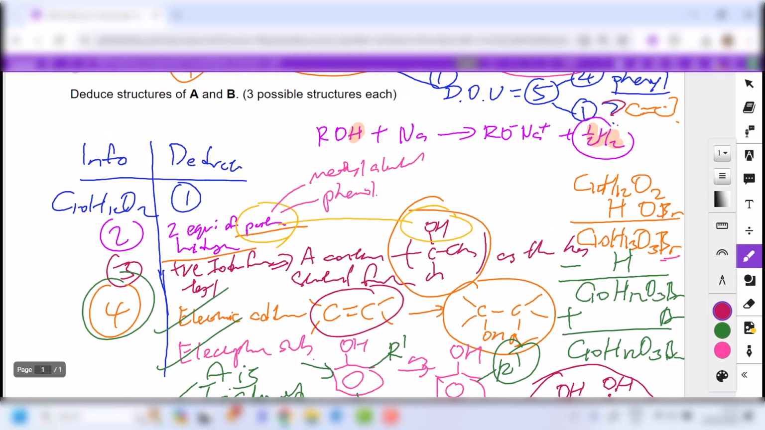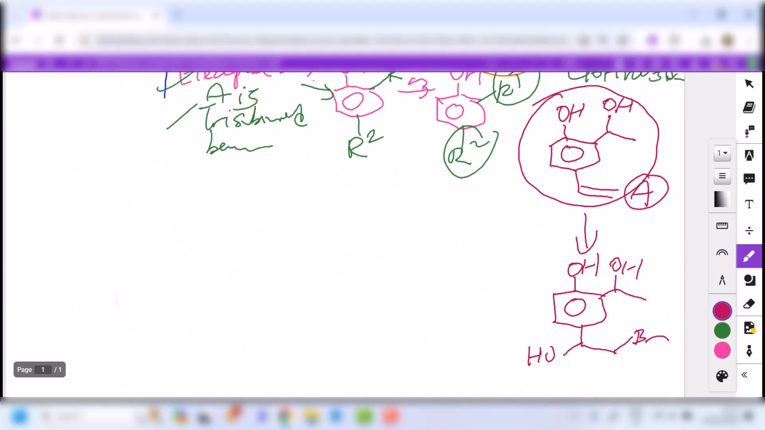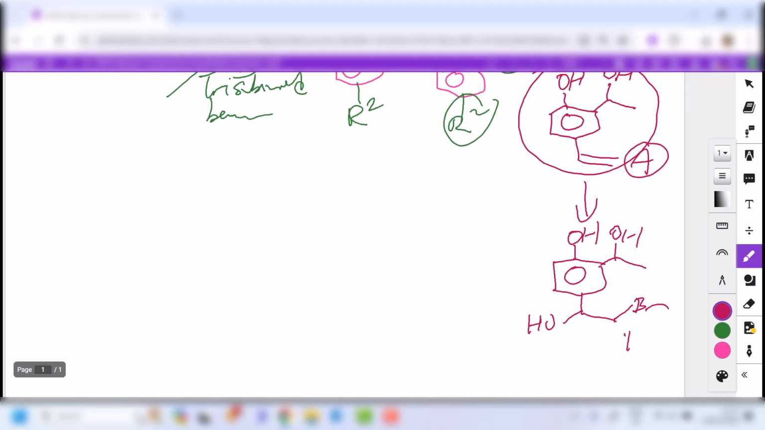You're not required to draw the iodoform test product, because they did not say that when warmed with aqueous alkaline iodine, A gives a yellow precipitate together with the carboxylate salts. They did not ask you to draw, so you don't have to draw it out. So I'm going to get this. That's one possible product for B. I'm just going to call it B1, and that's A1.